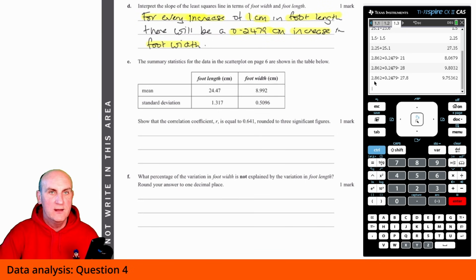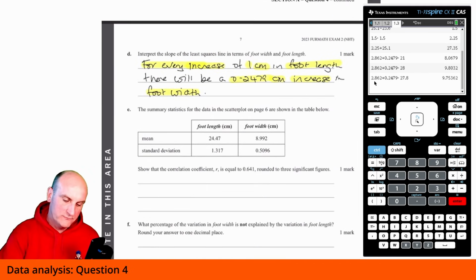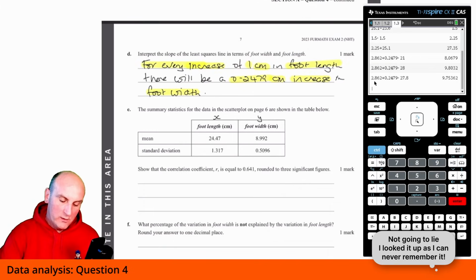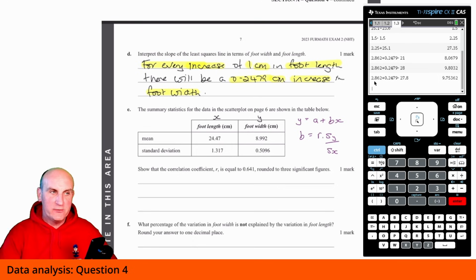Now, foot length, let me just check again on my graph, is my X. So foot length is my X and foot width is my Y. I'm going to change back to purple. And now I'm going to try and remember what the formula is. Okay, so we know that the formula is B is equal to R SY over SX. Okay, so SY over SX. Right, okay, now what on earth is B? Well, we know that we have Y equals A plus BX. Okay, so that's my equation of a least squares line where B is my gradient. They gave me my gradient, yes.